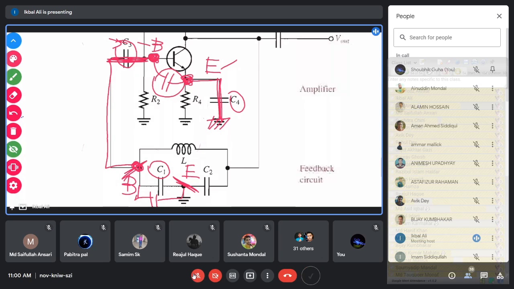If you consider that capacitance, it gives you the actual capacitor value, that is C1 in parallel with CBE. If you put this actual value, then you will get the correct frequency formula. Have you got this one? Now, have you understood this one?